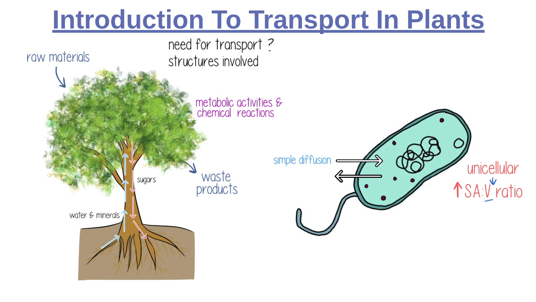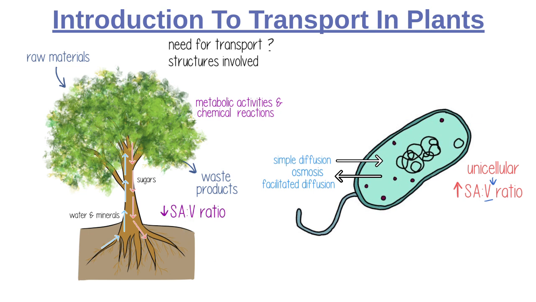Processes like simple diffusion, osmosis, and facilitated diffusion, basically processes that occur within membrane transport, are enough for these organisms to obtain what they need and also get rid of what they don't want, and so it can help them survive. But this is not true for larger organisms that have a small surface area to volume ratio.